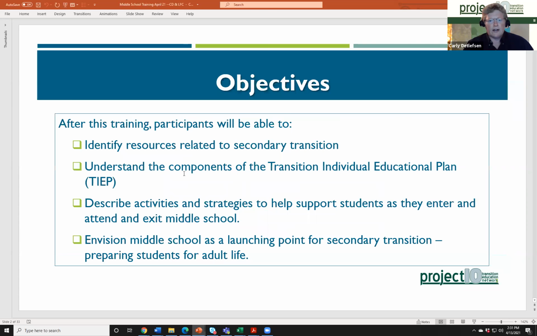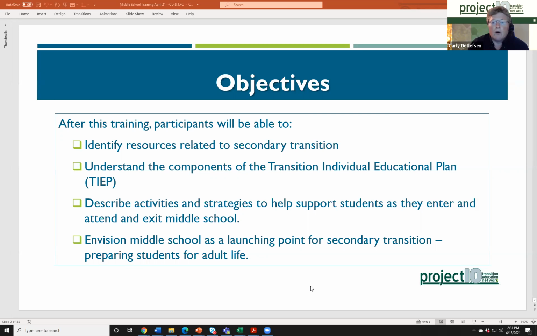So Lisa and I are going to talk about a new product that we have. This is a relatively new training from Project 10. Many of you know that we have lots of trainings that focus around secondary transition planning, and we do a lot of talking about high school level. So we developed a transition planning training for middle school level. We're going to talk through the resources that are related to secondary transition, especially as it pertains to middle school transition planning.